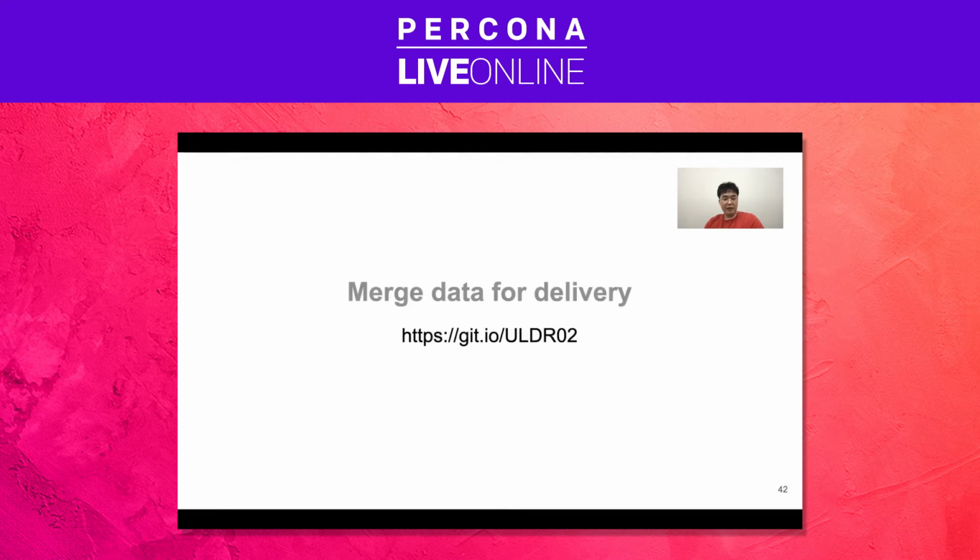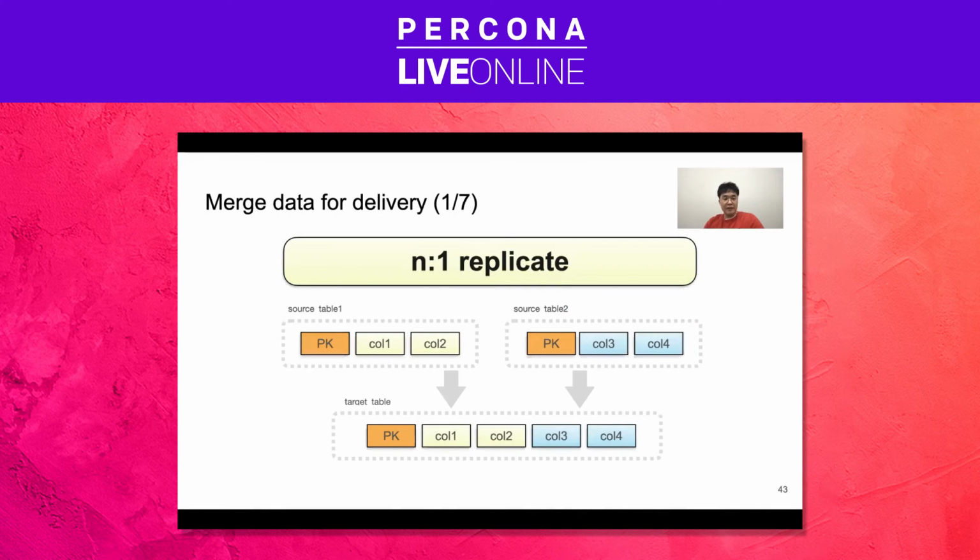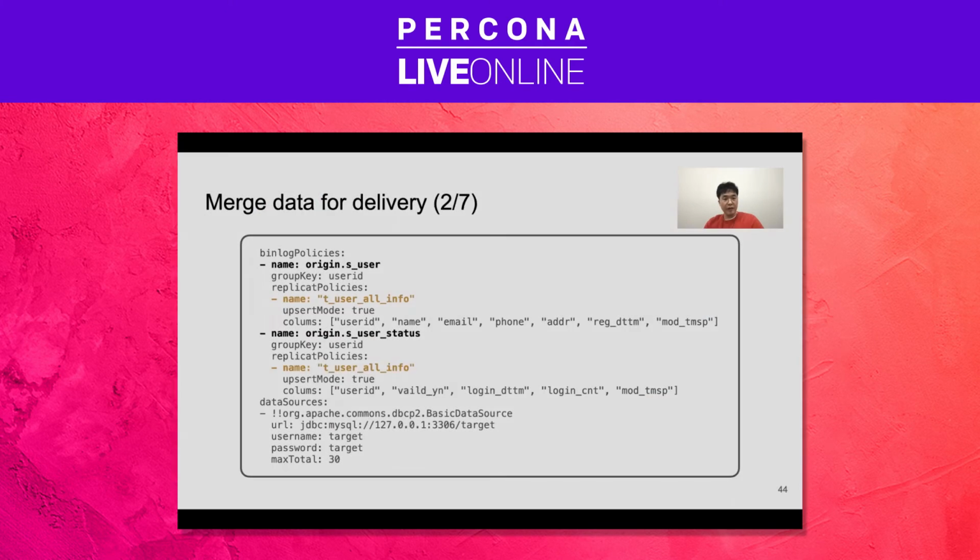The second one is the case of merging data. I also put the example at this address. You can check. Multiple tables on the source database are merged into a single table on the target database. You can configure it like this. Here, the as_user and as_user_status tables are combined into T_user_all_info.